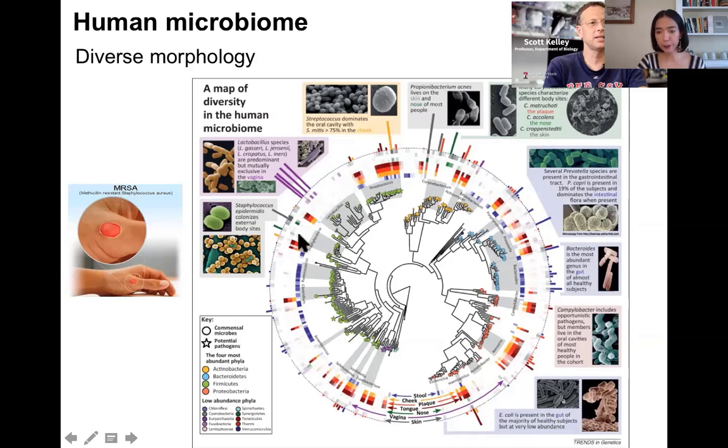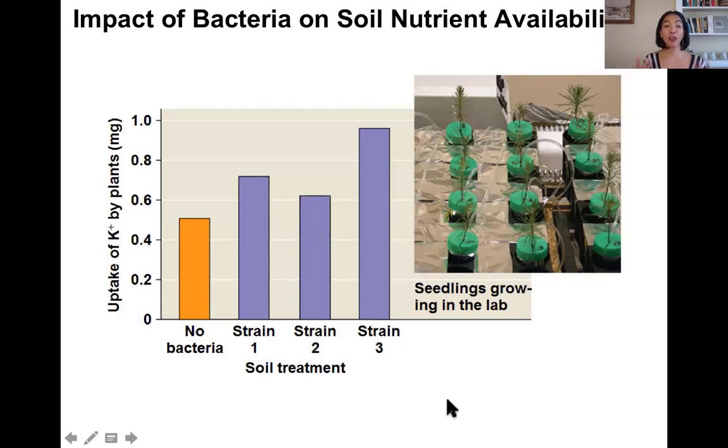Hopefully you remember that. And then you can see in this phylogeny the different types of species and their location in our body. For example, this Campylobacter has pathogens that can also be present in our mouth. But there are other more beneficial bacteria that we can also find in our body. So we are not the only ones that interact with bacteria. In this experiment, you can see plants interacting with bacteria, and these bacteria are beneficial for them.